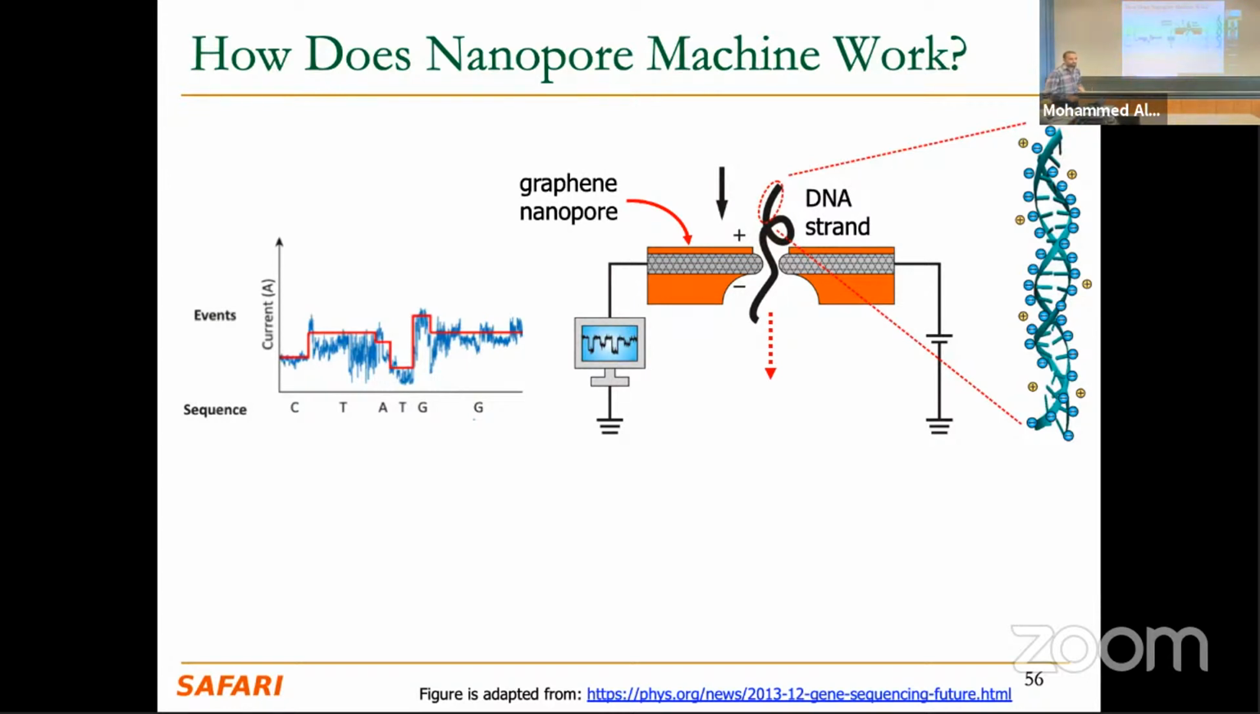Yes, please. Yeah, so I want to ask if one of the reasons, for the small sequencer like the Oxford Nanopore, has something to do with the size of the machine, so they're not able to break the DNA into smaller fragments?